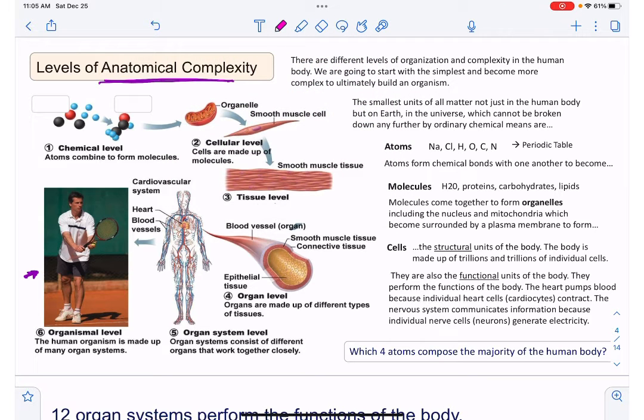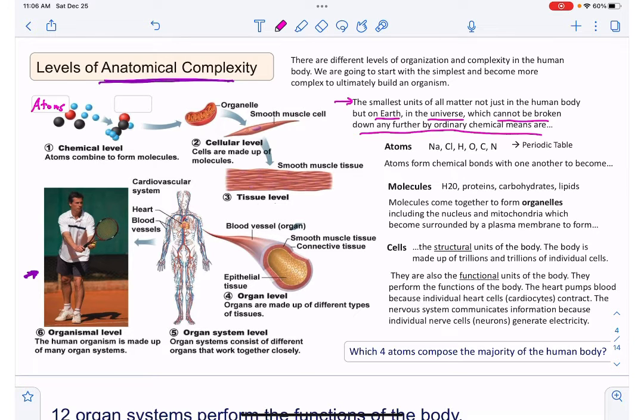So the first question is, what's going to be the smallest structure that composes the human body? And this is not only the smallest structure that composes the human body, it's the smallest unit of matter on Earth, in the universe. These are the smallest levels of structure that cannot be broken down any further by ordinary chemical means. So what is that level? Those are atoms.